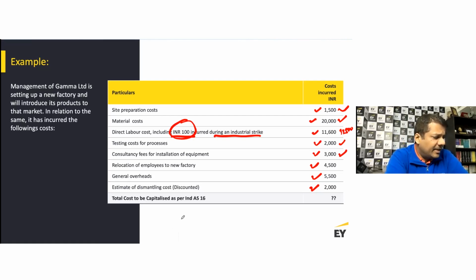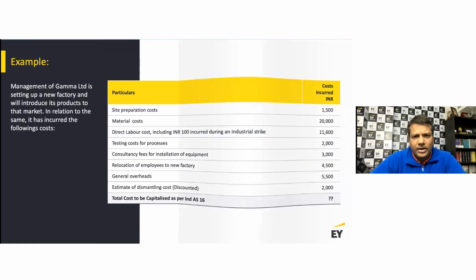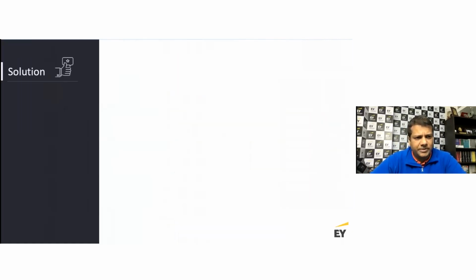Is this important for the plant itself? The answer is no, it's not important. General overheads are not eligible for capitalization. Dismantling is yes, it is required. This is a principle required under Ind AS 16, which has to be considered. Now let's look at the solution.